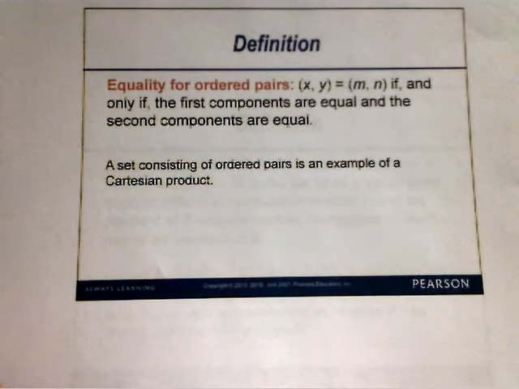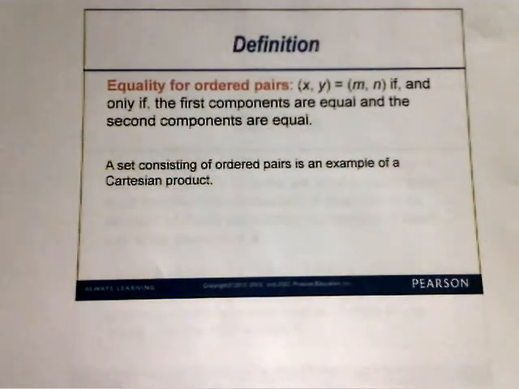And also the equality for ordered pairs. The ordered pair (x, y) is equal to the ordered pair (m, n) if and only if the first components are equal and the second components are equal. A set consisting of ordered pairs is an example of a Cartesian product.